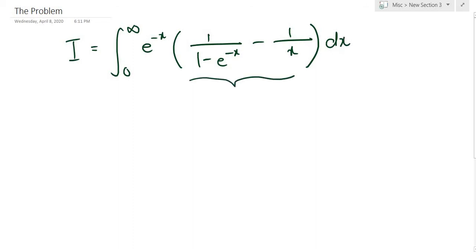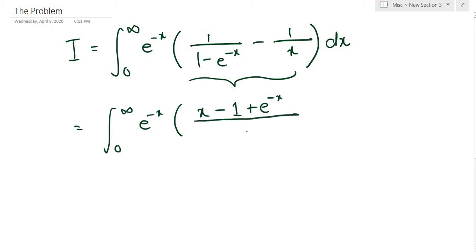Now looking at the state of whatever is in the bracket, I want to achieve a common denominator. So for that I'm just going to be cross multiplying everything. So we have e raised to negative x, and when I cross multiply I have x minus this term. So minus 1, minus minus is plus, so plus e to the negative x power, divided by the product of the denominator terms. So x times 1 minus e raised to negative x, dx.